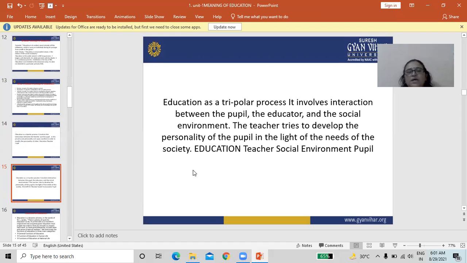Education as a tripolar process. It involves interaction between the pupil, the educator, and the social environment. The teacher tries to develop the personality of the pupil in the light of the needs of the society. Education, teacher, social environment, pupil.